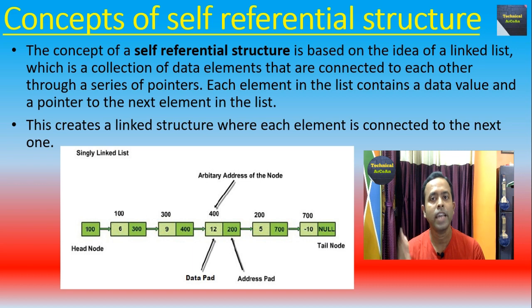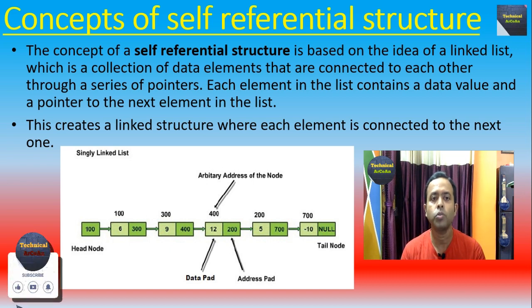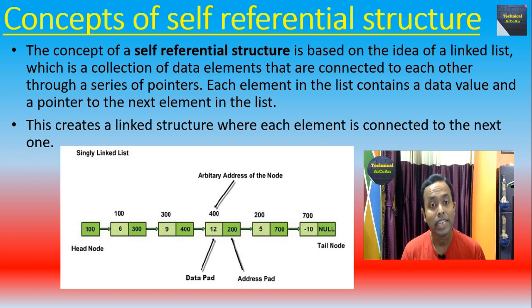Now the concept of self-referential structure. The concept is based on the idea of a linked list, which is a collection of data elements connected to each other through a series of pointers. Each element in the list contains a data value and a pointer to the next element in the list. So each and every node contains one part which is data, and another which is an address pointing to the same type of node. This creates a linked structure where each element is connected to the next one. This is a singly linked list, as defined in the diagram.